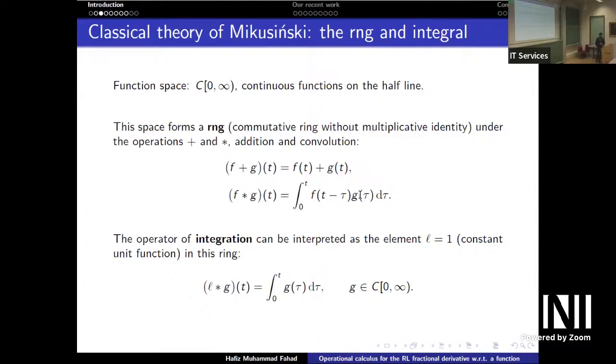Okay, so far we are done with the first step of Mikusiński's algorithm. Now let's try to express the integral operator as an element of the ring. For this, if we set f equal to 1 in this convolution relation, that is a constant unit function, we obtain (L star g)(t), which is equal to the integral from 0 to t of g(tau) d tau.